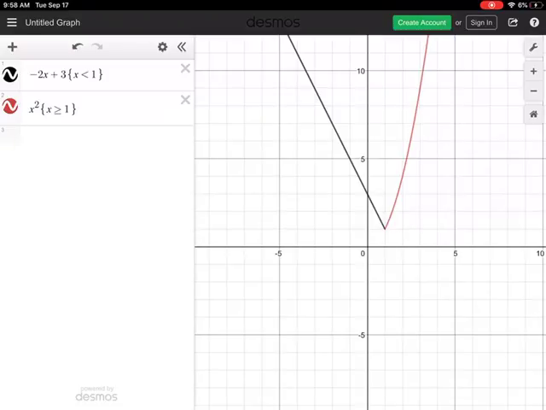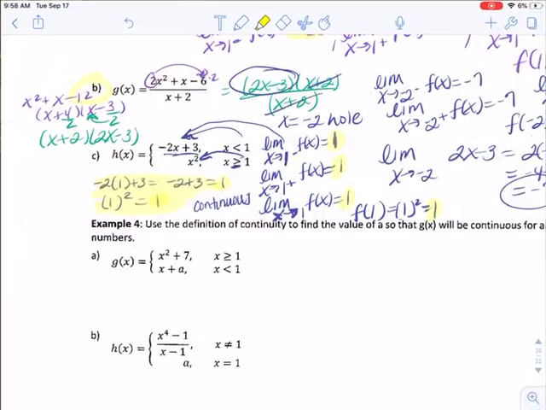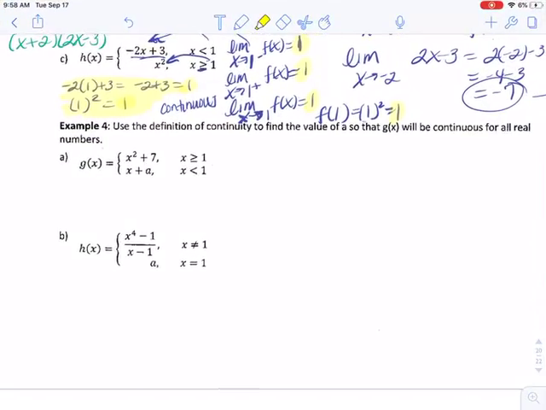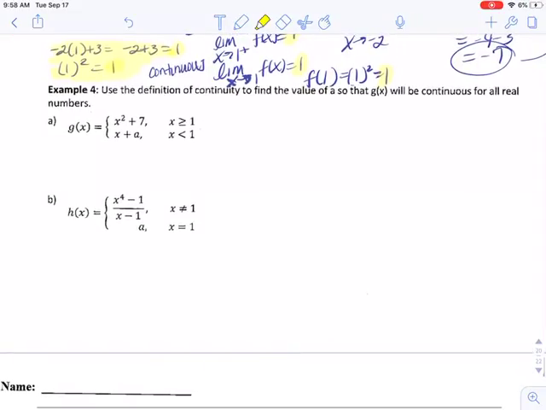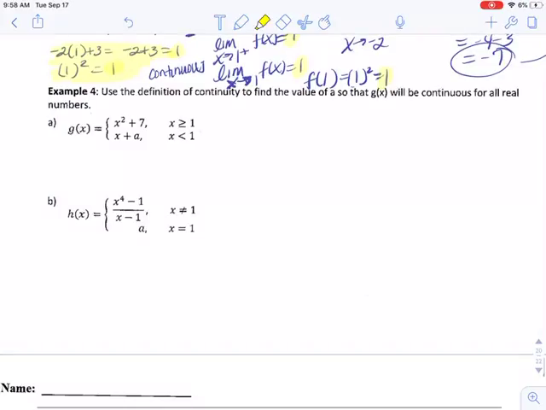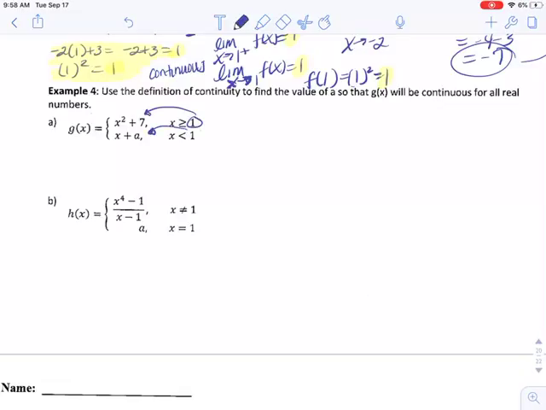All right, so the last part: use the definition of continuity to find the value of a so that g of x will be continuous for all real numbers. So when we use that little shortcut that I showed you, what you want to do is plug in 1 into both equations, and you set them equal to each other, because if they're continuous, the y value should be the same. So let's start off by just setting the equations equal to each other. x squared plus 7 equals x plus a. And then you're going to plug in 1 for x. So we're going to replace x with 1.